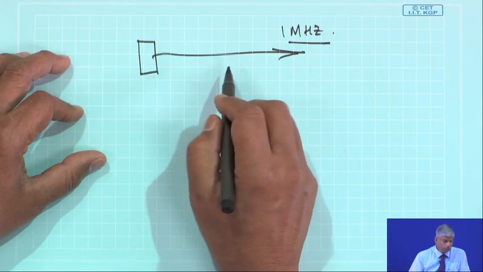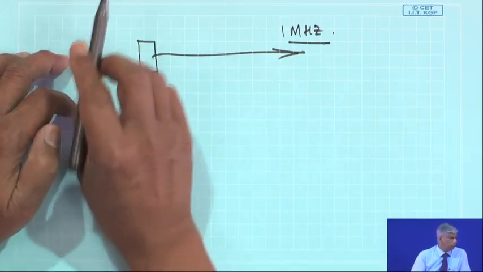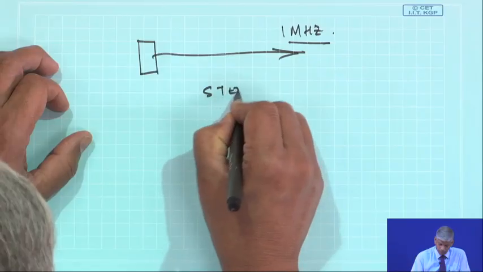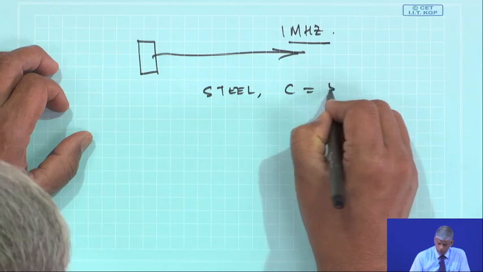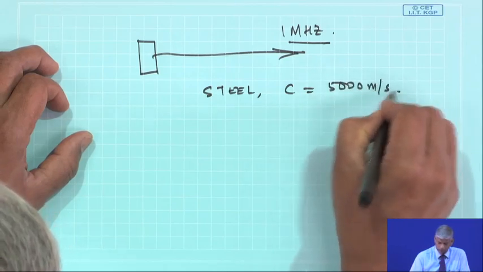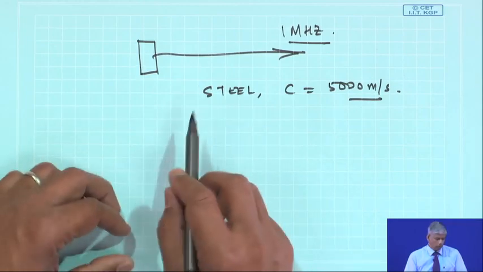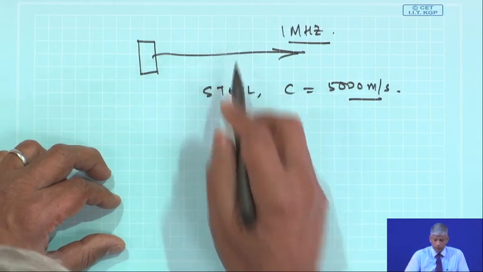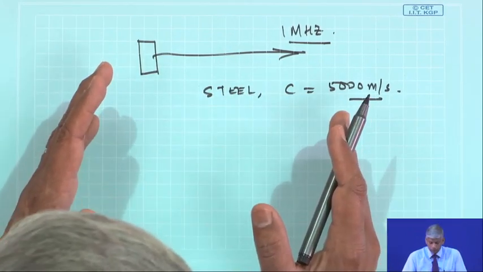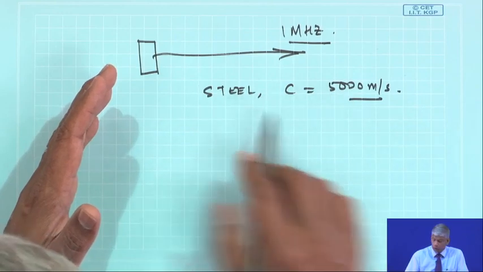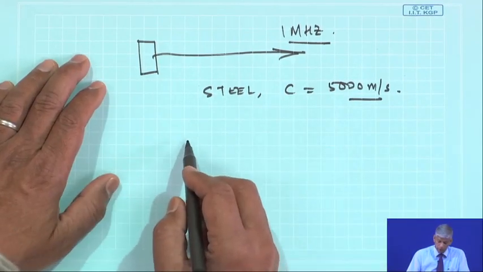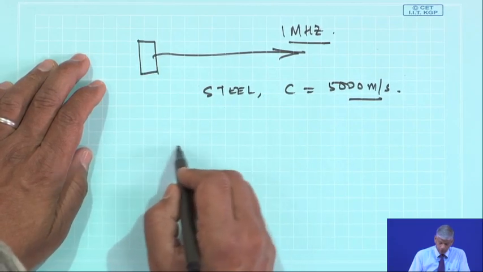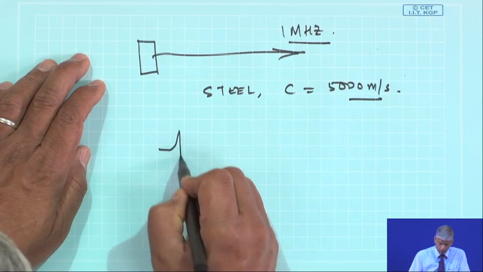Okay. And speed is different in different materials. For example, in steel, C is 5000 meters per second, and the wave intensity of course would decrease after a certain depth, which is known as the penetration depth. So, if you have a thicker body, we need to have a more powerful ultrasonic wave generator.